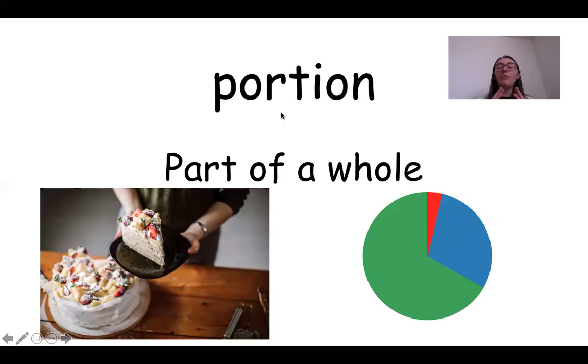Now the next word, portion. The word portion means part of a whole. So when we say portion, think of it as like a pie chart or a cake. This piece of cake is a portion, part of a whole of something else. Pie charts have portions. There's a green portion, a blue portion, and a red portion. So portion just means it's one piece of something that's a whole thing, right?